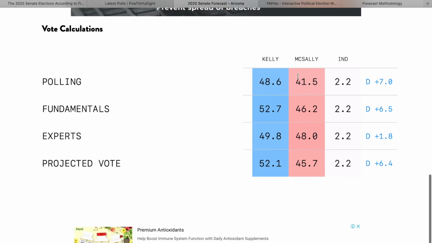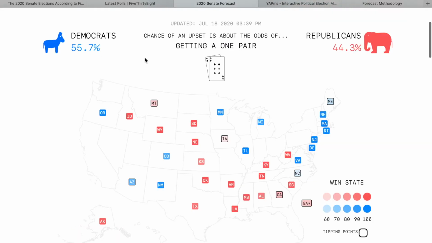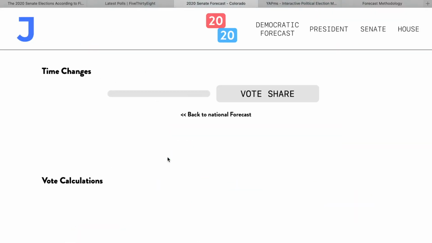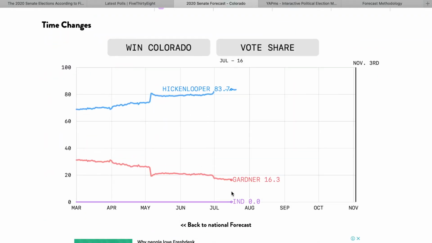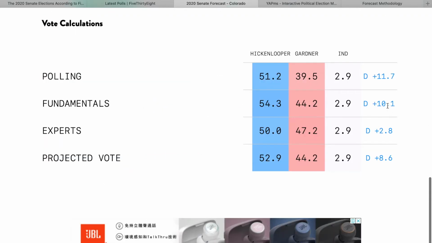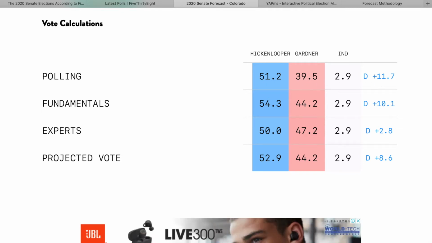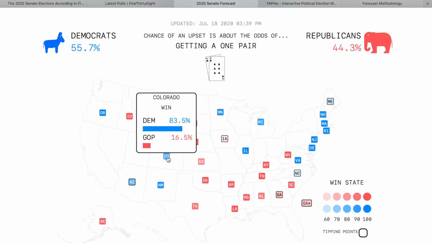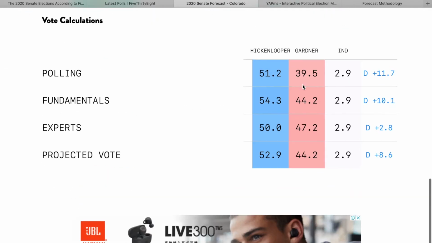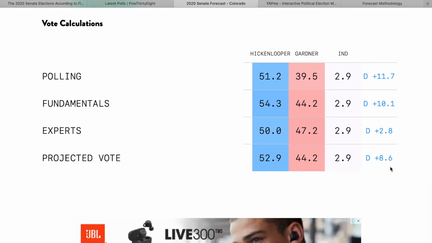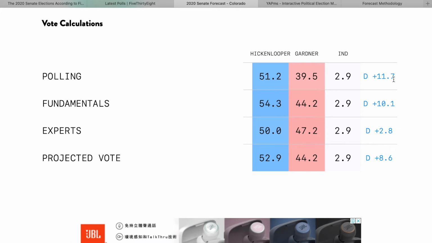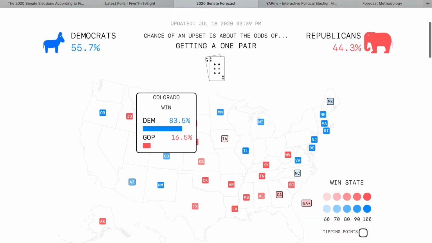According to the polling, Kelly is expected to win by 7 points. Makes sense in my opinion. And next up we have Colorado, probably one of the easiest Democrat flips. And the polling has Hickenlooper winning by 11.7 points. I think it could get a bit closer. For example, JHK's full forecast shows it as 8.6. I think that's reasonable, but according to just the polling, it's 11.7 points.